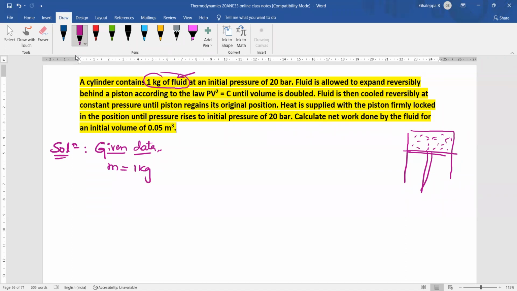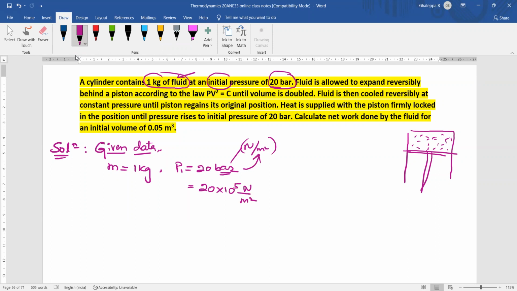At an initial pressure of 20 bar. Okay. So tell me which value it is. Pressure. So P1, P2, P3. You have to tell like P1. Initial means P1. So it is in bar. You need to convert into Pascal, that is Newton per meter square. So what we need to do? Conversion bar to Pascal, 10 power 5. Yes, 20 into 10 to the power of 5 Newton per meter square.